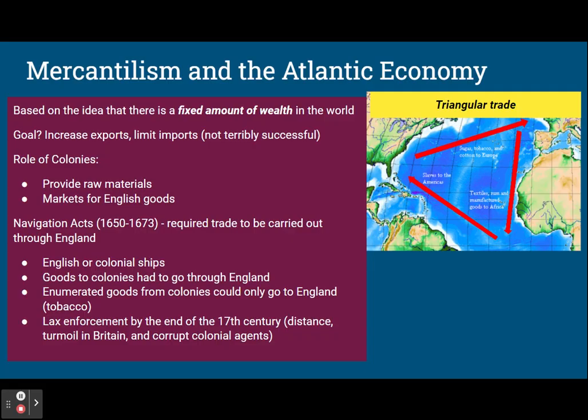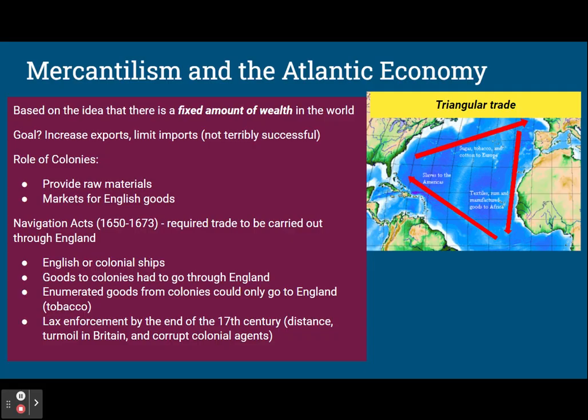So to this end, Britain passed a series of what are called navigation acts, or navigation laws, between 1650 and 1673. These were intended to help England reap the benefits of colonies and trade with the colonies. They set a series of laws that basically required all trade that the colonies engaged in to be carried out in some way through England. There were a few different ways they did this. First of all, they required all trade that the colonies engaged in to be done on English or colonial ships. They couldn't sell goods to people who were sailing Spanish ships, for example. All that trade had to go on English or colonial ships.